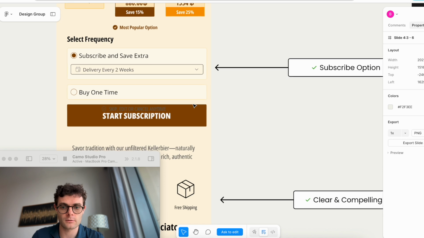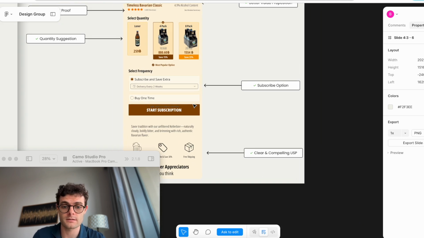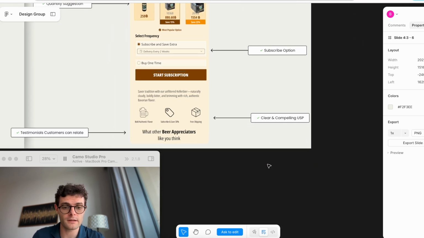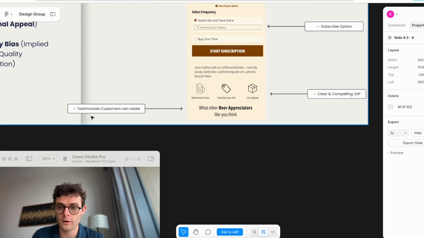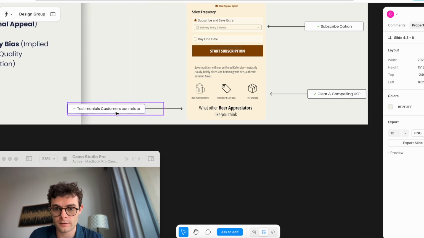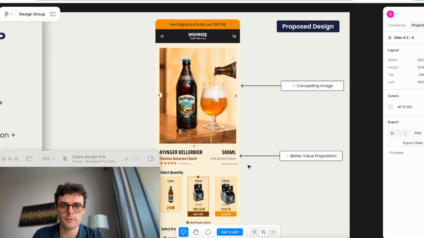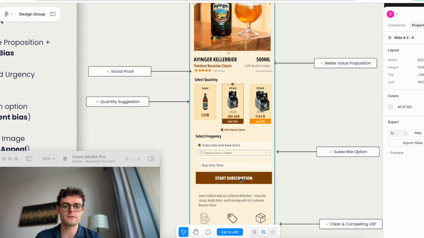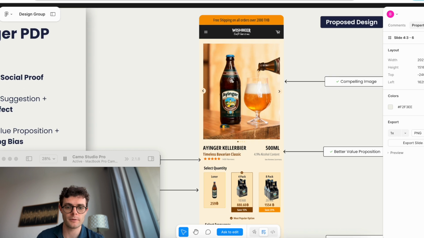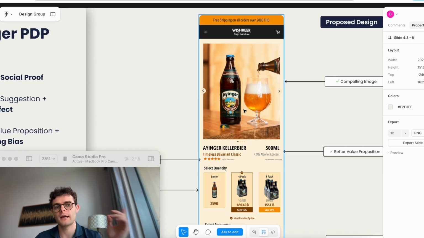That is always something that also when you want to sell the business, it's such a high value thing. And then clear, compelling USPs like before, and then testimonial customers can relate. What other buyers appreciate, like you think. And then there's other sections before. But within the top of the fold, without even scrolling, you basically can easily buy. There's USPs, there's some elements of the page, and also same thing, you can scroll by and go through examples of us versus them, ingredients and other things.